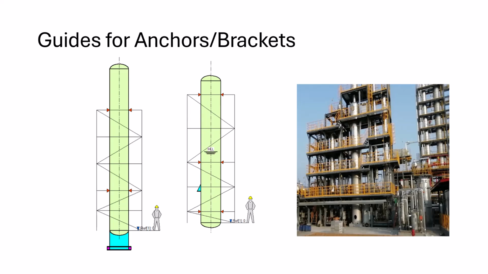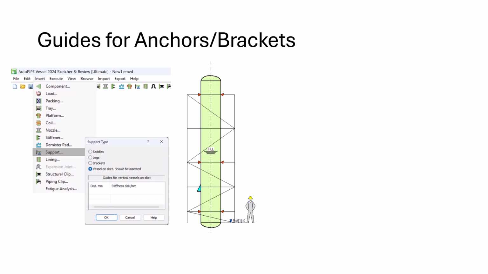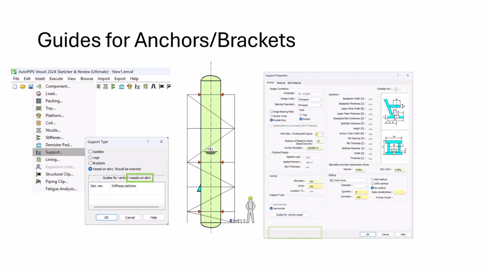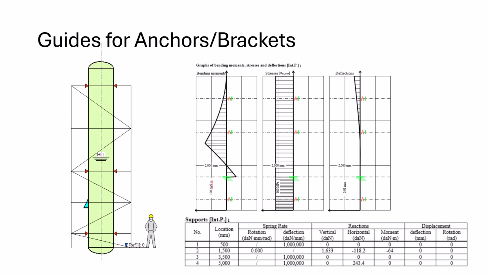Guides or lateral supports that take horizontal loads in a vertical vessel are now available for vessels on brackets and anchors in general. In previous versions, you had to go to the menu Insert, Support to display the table of guides, and it was only available for vessels on skirts. Now you will find it at the bottom of the anchor brackets dialog box. The representation in the sketcher is the same as before, but now guides can also be below the support's position. You can see how in this example we have three and they appear in red, slightly different from the support.